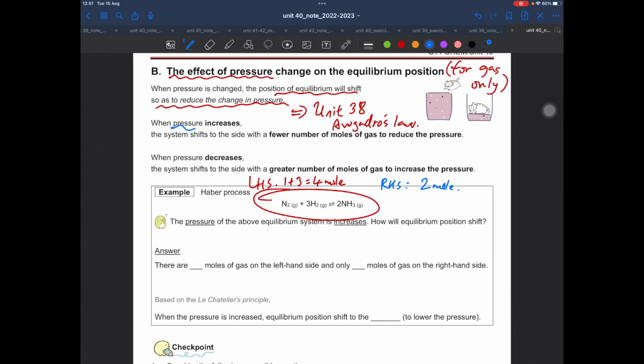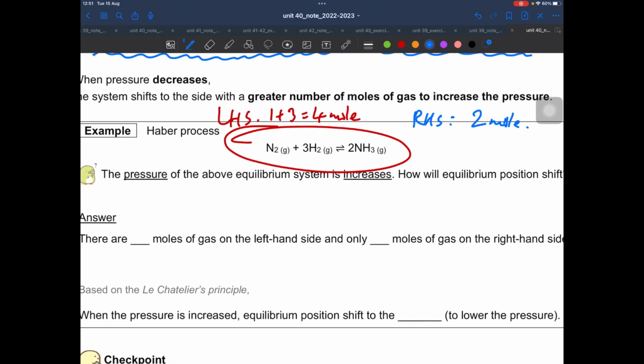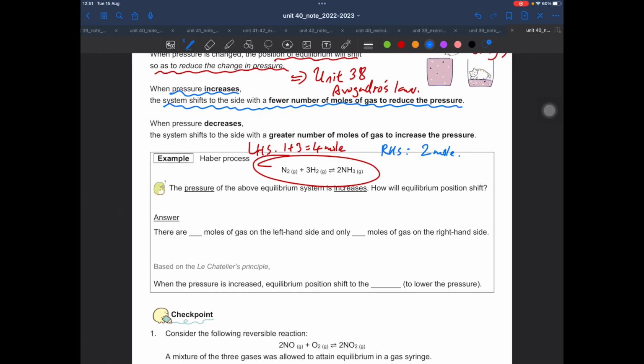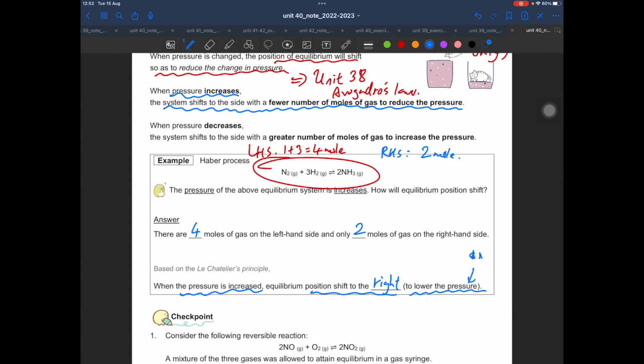So when pressure increases, the system will shift to the side with fewer moles. That means when pressure increases, the system will shift to the right hand side. Okay, let's write it down. There are 4 moles on the left hand side, 2 moles on the right hand side. So when pressure increases, the system will shift to right to lower the pressure. Now here is important. Don't forget to mention this statement. Why shift to right? Because to lower the pressure.